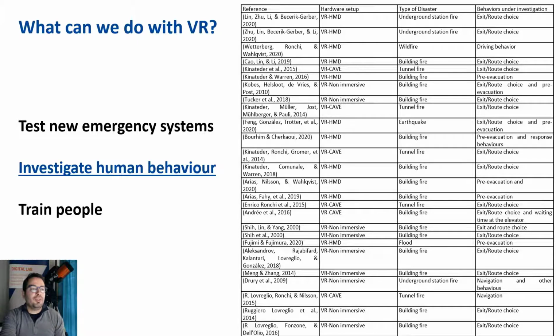In terms of investigation of human behavior, there is also quite a lot of work. Once again, you can see that fire experiments on human behavior in fire are the leading ones in the field. There is other work that has been done, especially on earthquakes. I'm going to show you one of those, and let's go through some of the relevant work.